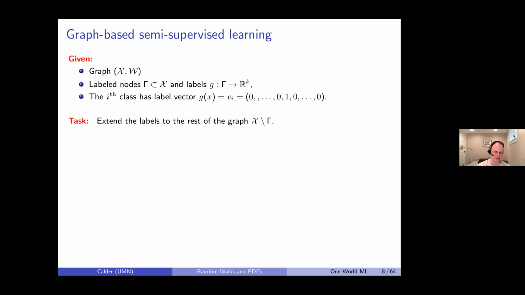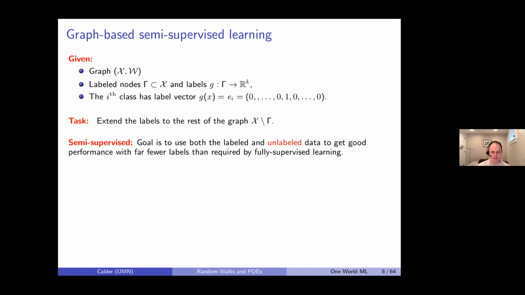And so the task in graph-based semi-supervised learning is to extend these labels you're given on maybe a very small subset of the graph to the rest of the graph in some meaningful way. The reason it's called semi-supervised is that the goal is to use both the labeled data, which is the set gamma and the labels G, and the unlabeled data, which is the rest of the graph, in order to get good performance using far fewer labels than you would in fully supervised learning, which would only use the labeled data.